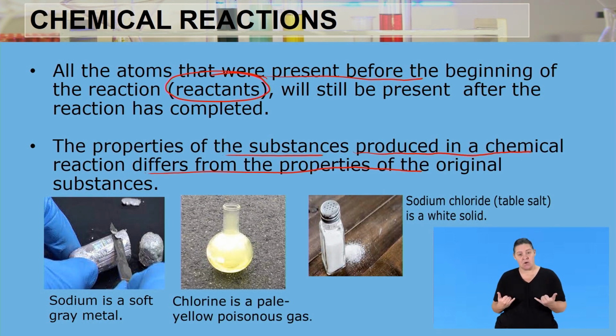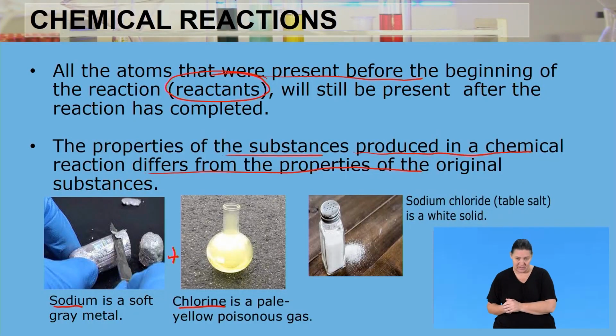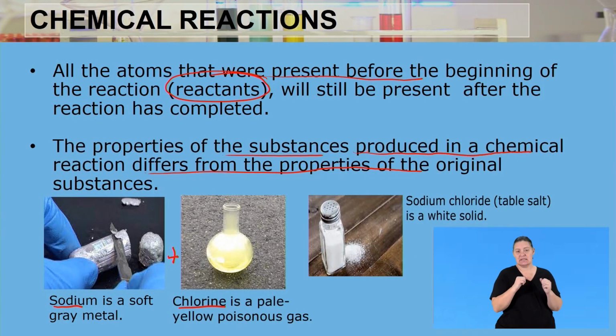So we're going to start with our metal here, sodium, that is going to react with chlorine, and these two are going to undergo a chemical reaction to form something new, which is our table salt. We can see that the properties of the elements before the reaction has taken place are different from the properties of the product that was formed after the reaction. This supports our statement that the properties of the substances produced in a chemical reaction differ from the properties of the original substances.